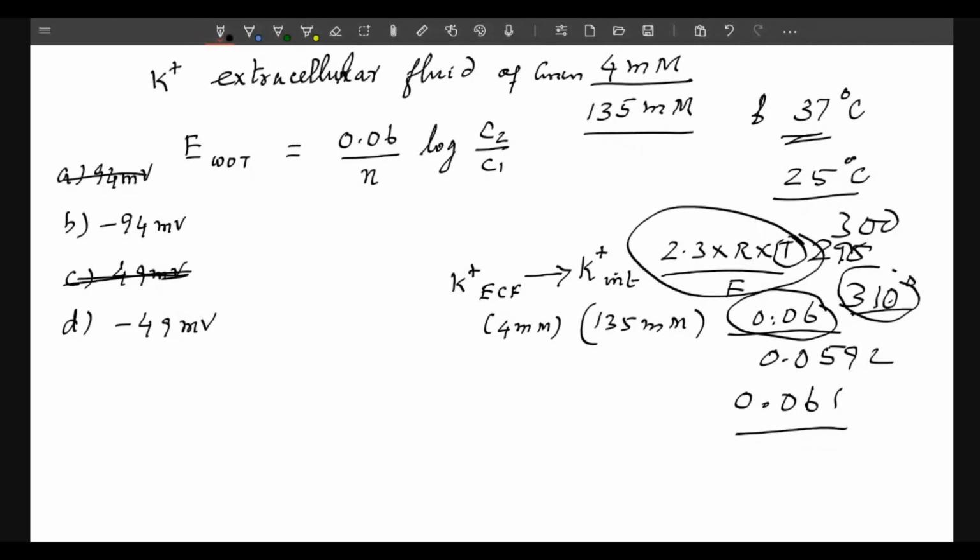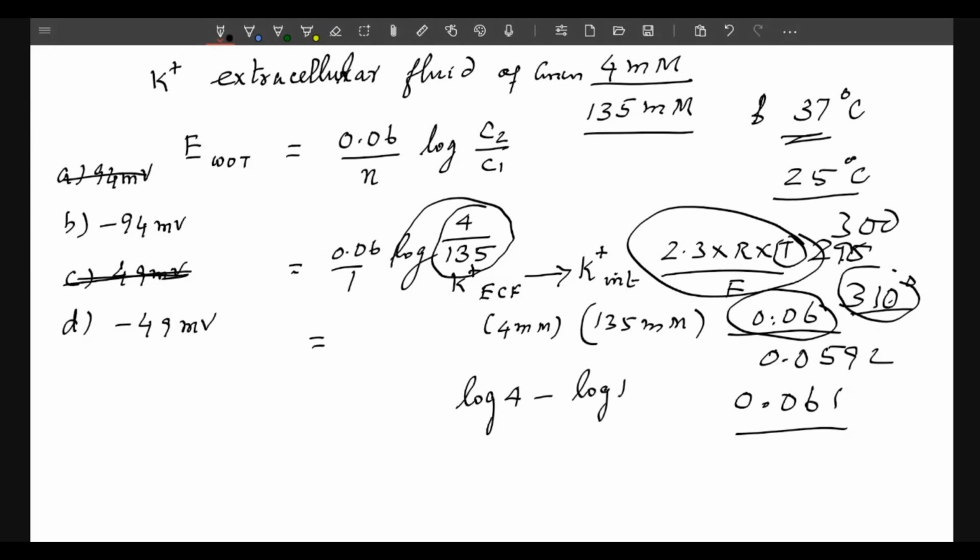0.06 by 1 into log of 4 divided by 135. We are inversing the ratio. Do you understand this one? Therefore, 4 divided by 135, definitely the answer should be minus because the quotient is a fraction and you will get a minus value. 4 divided by 135 equal to what? How to work this out, sir? You can work it out easily: log 4 minus log of 135.